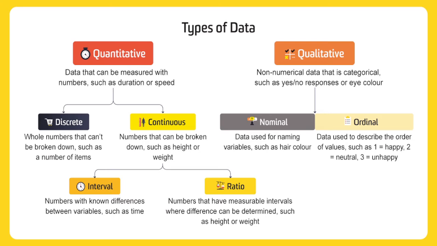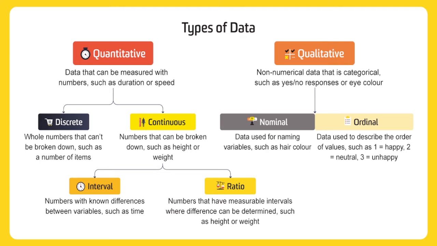Further, continuous data is divided into two halves: interval and ratio. That means continuous data can be measured through two types of scales, or levels of measurement, or scale of measurement, whatever you understand. So continuous data can be measured through interval scale and ratio scale. When we are talking about interval scales, they are numbers with known differences between variables, such as time. That means 12 to 1 o'clock, you can find the interval.